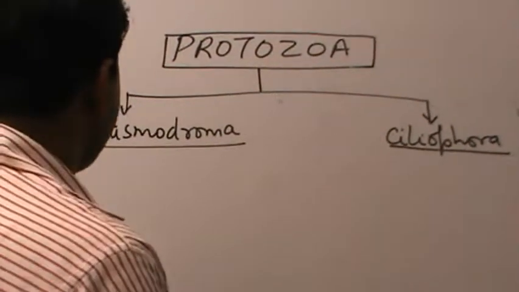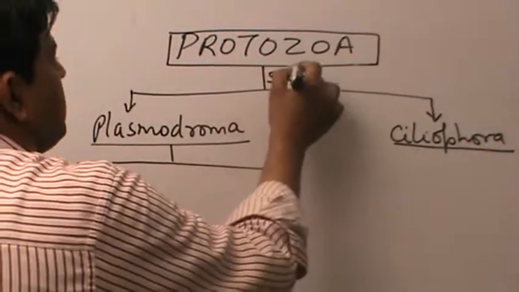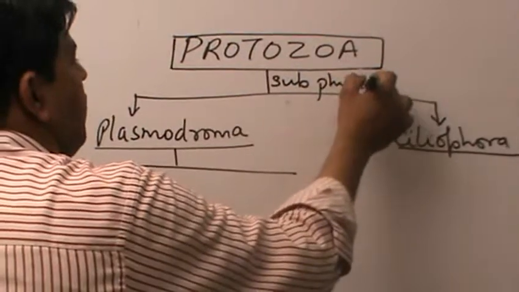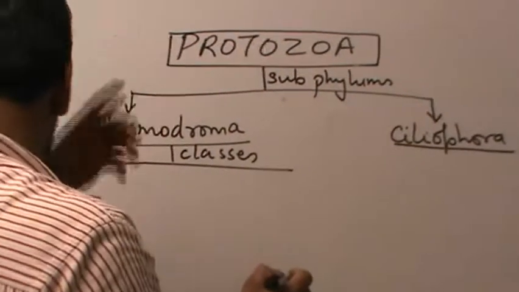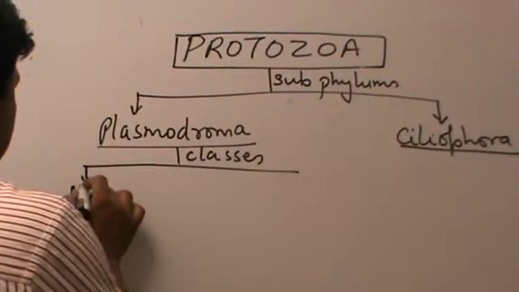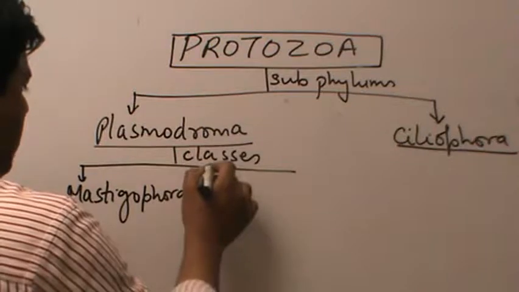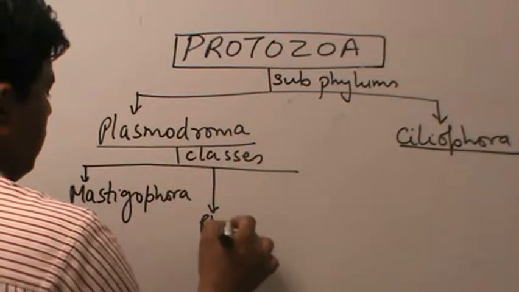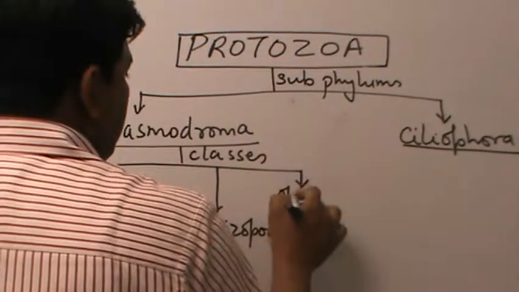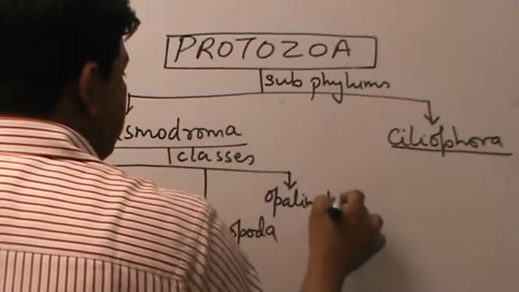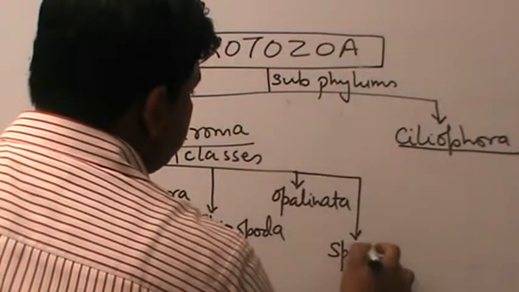Now this Plasmodroma is again divided into different categories. These are subphyla, and these are classes. Number 1, Mastigophora. Then we have Rhizopoda, then Opellinata and Sporozoa.